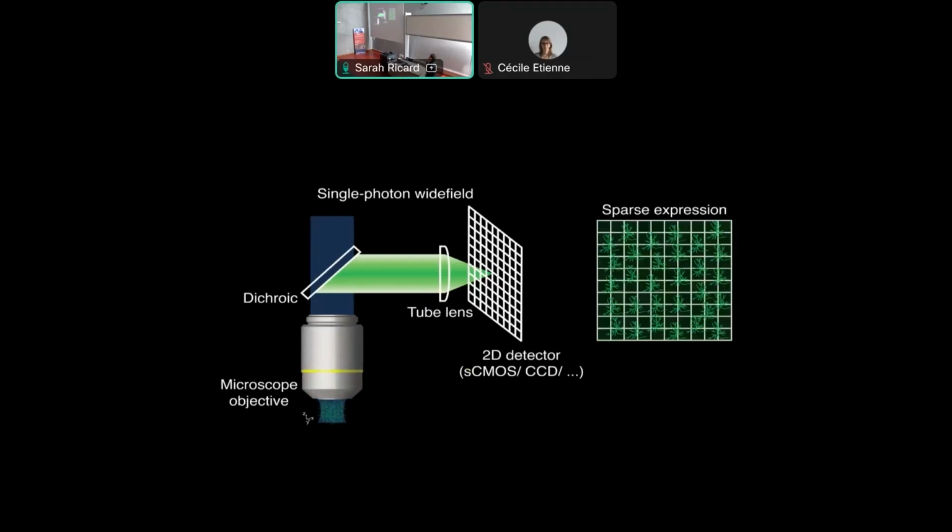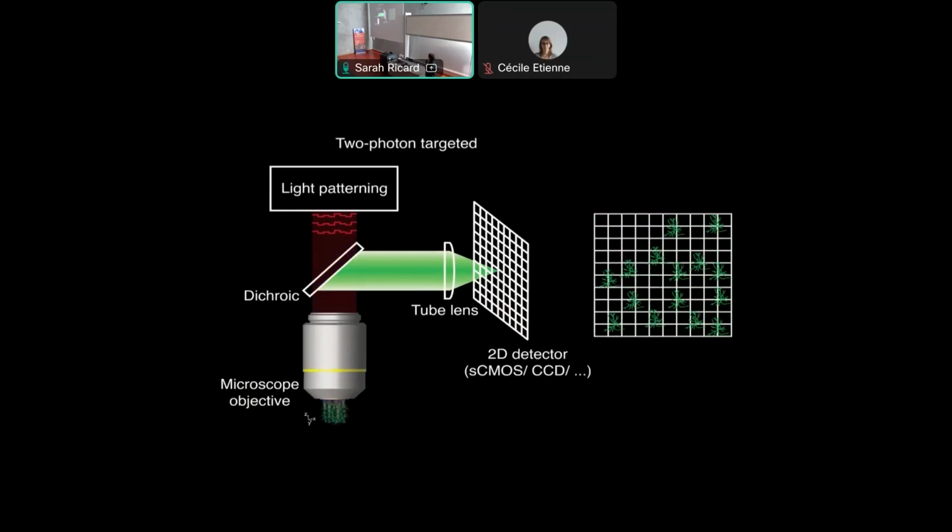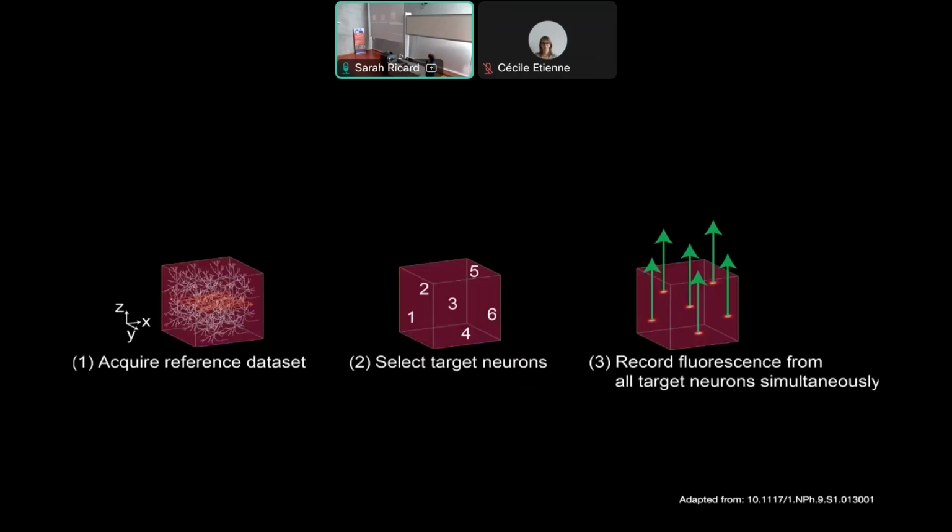This can be overcome somewhat using genetic tools, so you can improve the sparsity of the technique, but then you're losing neurons. So basically, then only a subset of your neurons are expressing the tool that you're interested in. So another way is to induce sparsity optically using these light patterning kits that I mentioned earlier.